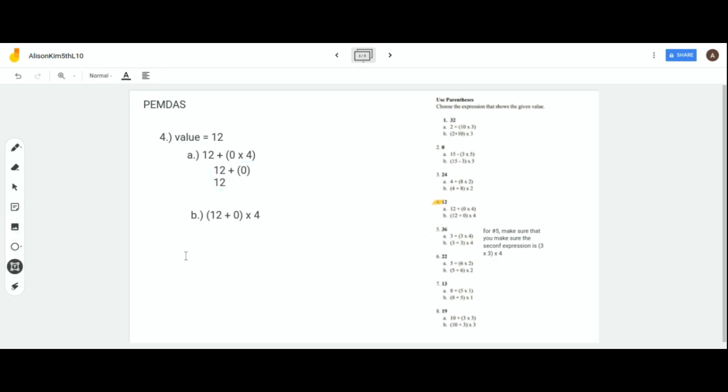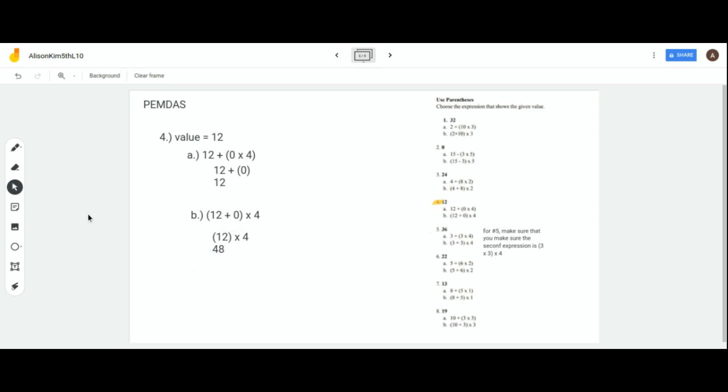Let's move on to B. This one gives us parentheses 12 plus 0 parentheses times 4. Remember, we need to do the one in the parentheses first because P comes first in PEMDAS. So 12 plus 0 is what? Just 12. So we put 12. Now we bring everything else down, which is just times 4. There are no other order of operations given in this expression, so we just do 12 times 4, which gives us 48.